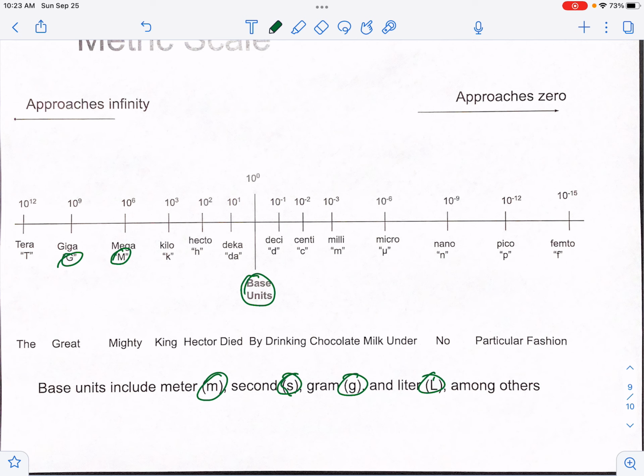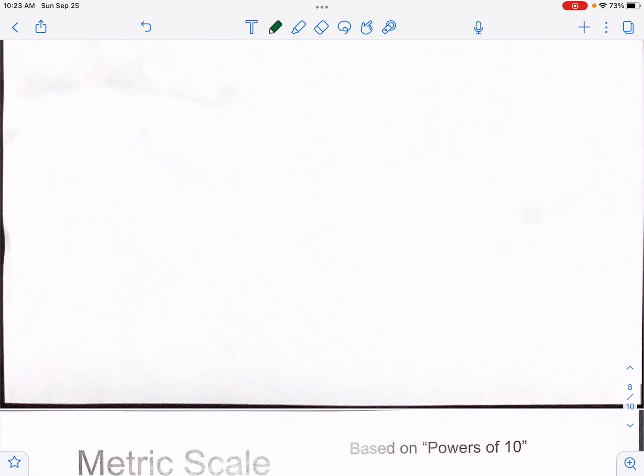Okay, then 10 to the negative 1, that is deci. So please make sure you do not get deca and deci mixed up. So deca is da, deci is lowercase d. Centi, lowercase c, milli, lowercase m. Now please watch out for micro. It's that little fancy U or upside down H, whatever you want to call it. Okay, then it goes nano, lowercase n, pico, lowercase p, and femto, lowercase f. So we're going to use these here in just a minute. So let's go back up.